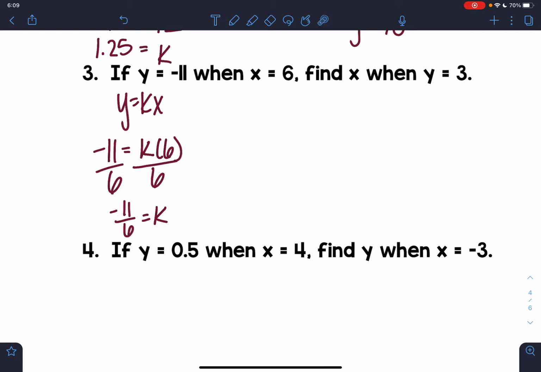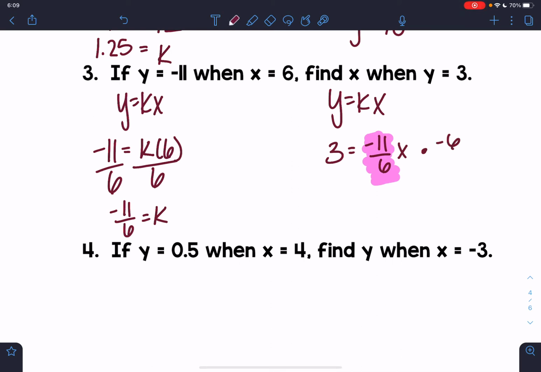And so now when I set up my problem here, I want to find x when y is 3. So I'm going to replace y with 3. K is that -11 over 6, x. Okay, hopefully we can remember, if I want to get rid of a fraction in front of my x, I can multiply by the reciprocal, right? So I'm going to multiply by -6 over 11 over here, typing that in, and this cancels out over here. Typing that in, I get -18 over 11.